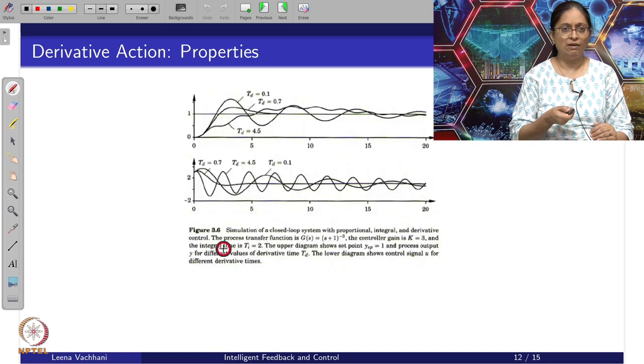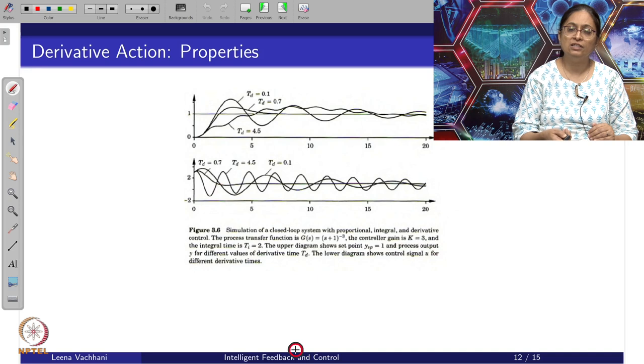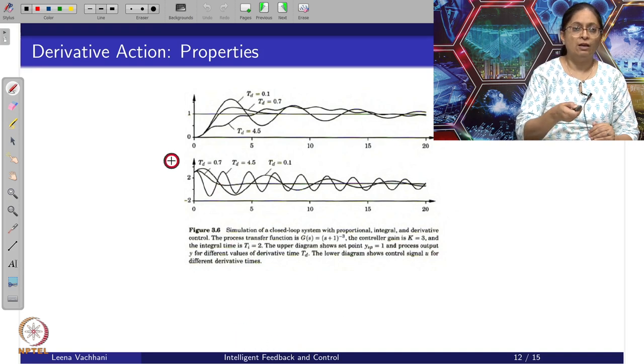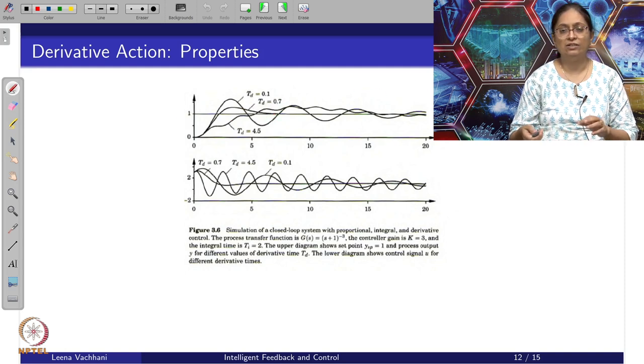All right, let's see what is happening here in terms of the same transfer function with k equal to 3 and Ti equal to 2. The derivative action in the PID control, how is it helping us in reaching the final value faster? If we see this plot, we have the derivative time constant Td equal to 0.1 selected, then 0.7 and then 4.5. For Td equal to 0.1, we were able to reach the final value with oscillations in certain time, but with the introduction of a little higher Td value of 0.7, we are able to reach the system output final value faster. But beyond a certain point, the derivative action is giving some more oscillations and some different kind of characteristics.